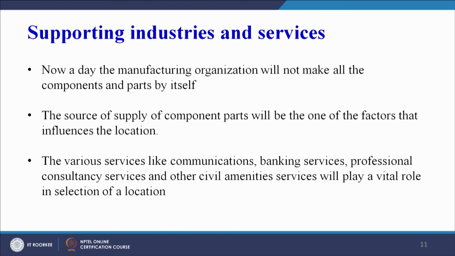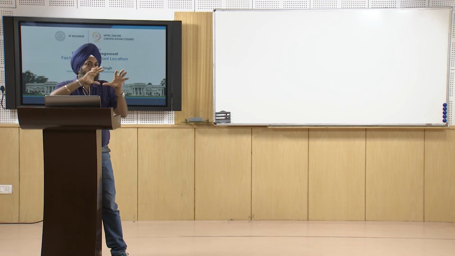The various services like communication, banking services, professional consultancy services and other civil amenities will play a vital role in selection of a location. So maybe there is an automaker, a large scale automobile company, that wants to set up a plant. They will see where the ancillary units will be located, who will be working for them for making the parts and components. So that is also an important parameter which will influence their decision regarding the location of a plant.